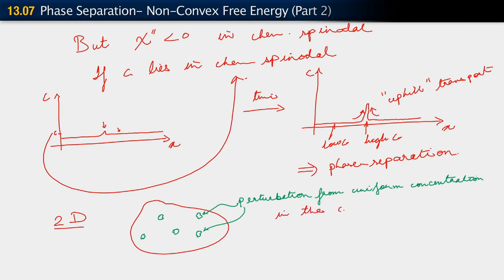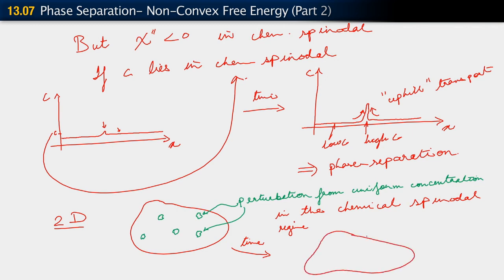Perturbations from uniform concentration in the chemical spinodal regime. What happens then, as time progresses? Let me see if I can draw the body again looking roughly the same. Nothing has really changed as far as the body is concerned. It's still omega. The shape hasn't really changed here. Let me try to draw that better.